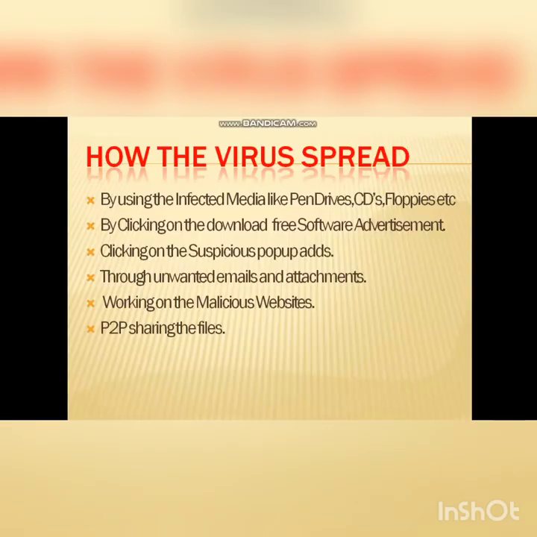The next one is unwanted emails and attachments. If a user clicks on any unknown email or attachment, the virus automatically spreads in your computer system. The next one is working on a malicious website. If a user is working on any website, the virus spreads automatically by clicking on the ads, by clicking on particular links at all.